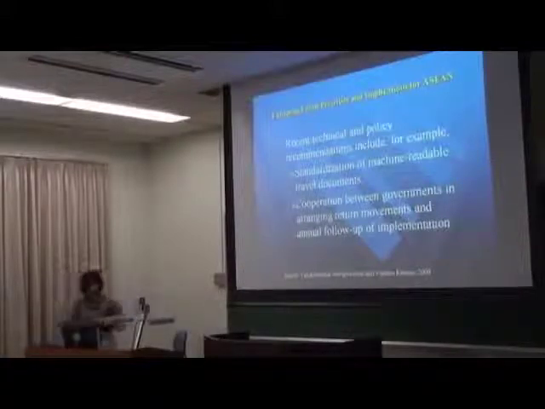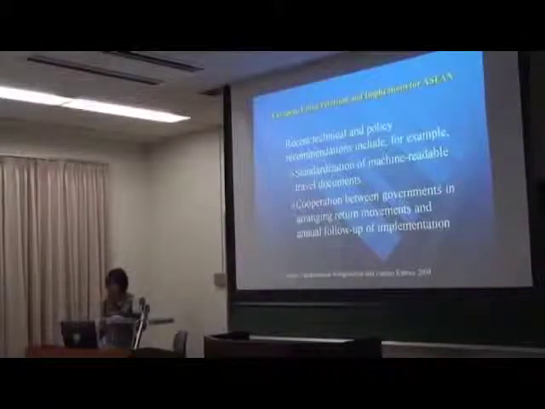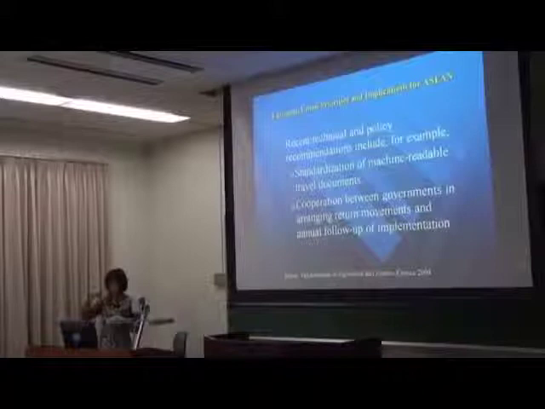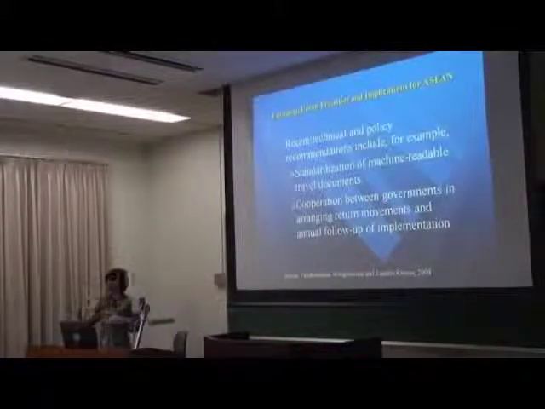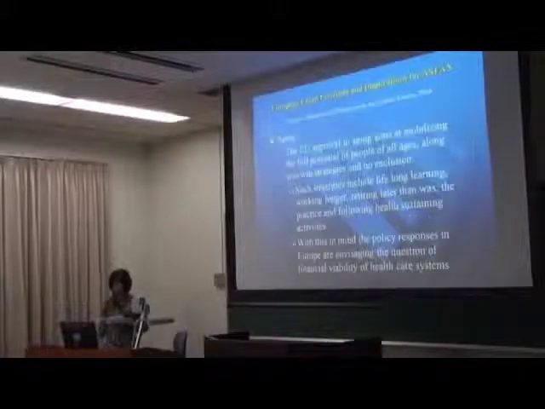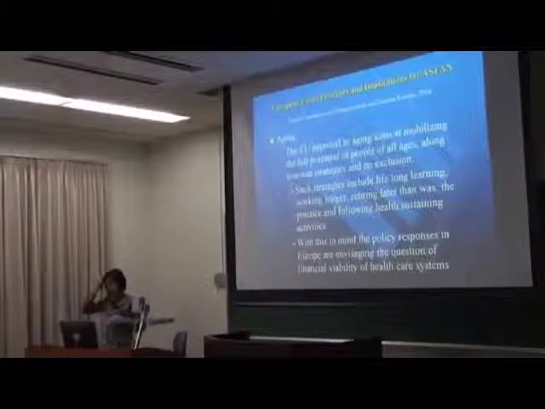And for irregular migration, what they are trying to do now is to use technology, in terms of machine-readable travel documents, the e-passports, things like that, or biometric scans, and also cooperation between governments to arrange return movements. But this is something that they were trying to do.